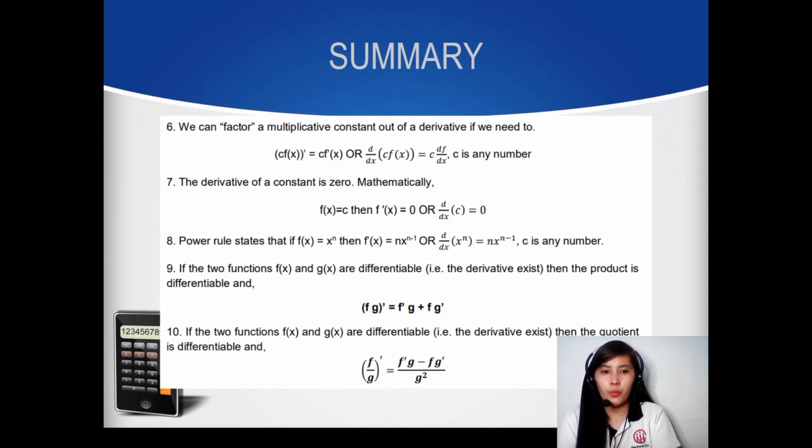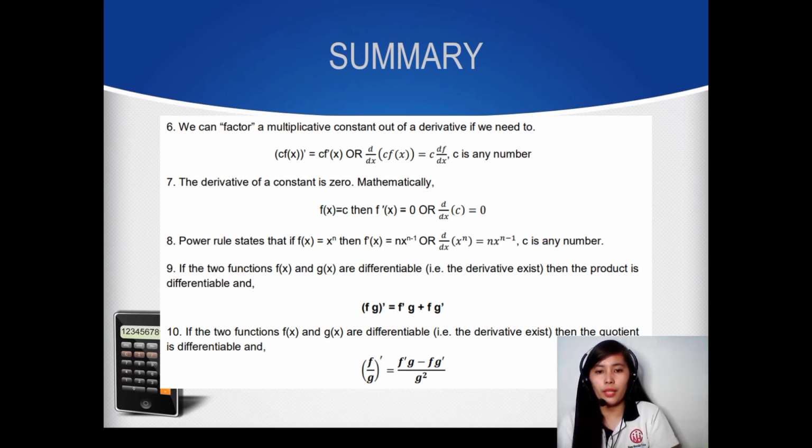Then we can factor a multiplicative constant out of a derivative if we need to. So if we have c f of x, the derivative is c f prime of x. Then the derivative of a constant is always 0. Then we also have the power rule. If you have f of x is equal to x raised to n, its derivative is n x raised to n minus 1.